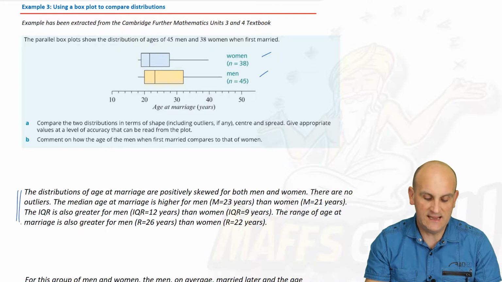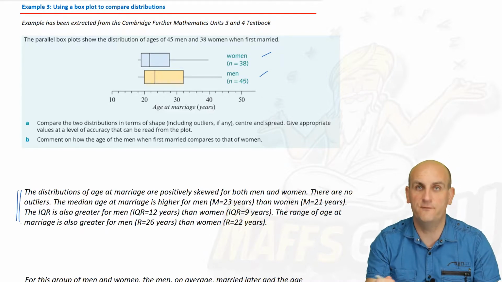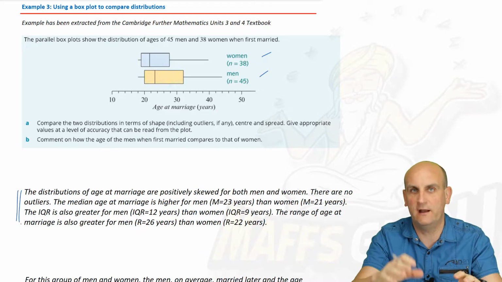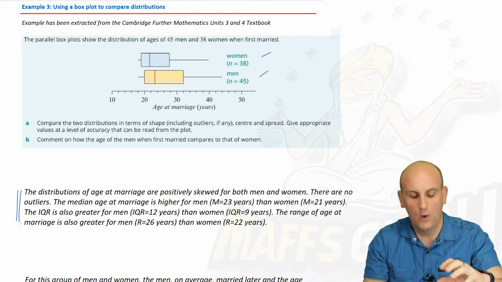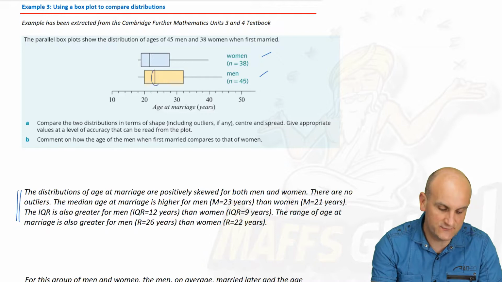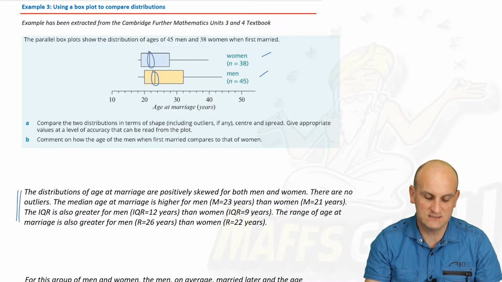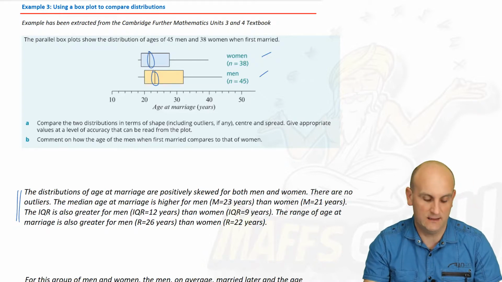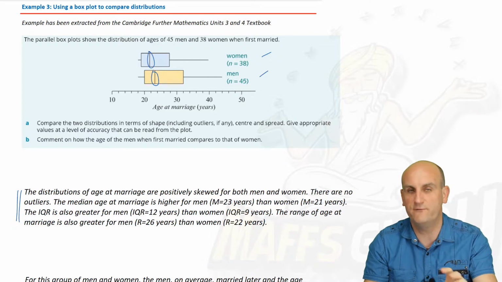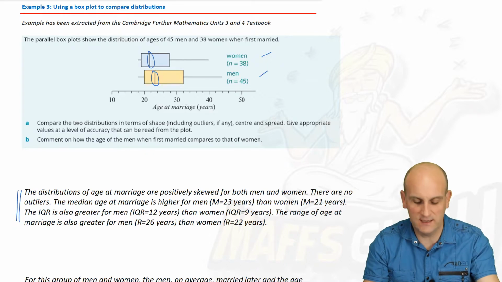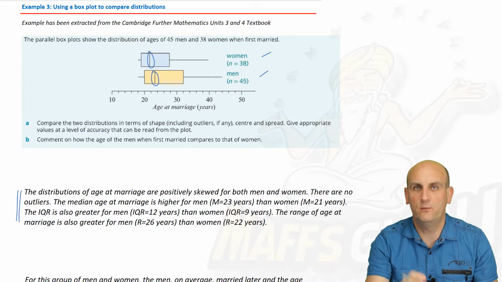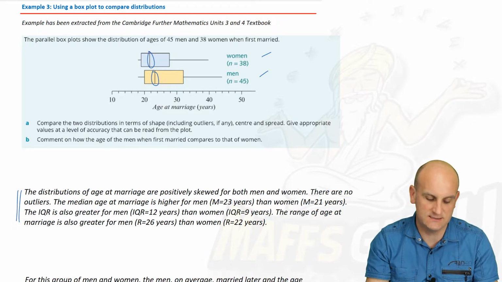The median age at marriage is higher for men. So we're now comparing. We're going, okay, let's look at the center. What do we notice about the center? The center for the men is higher than the center for the women. And we've stated that. The median age at marriage is higher for men, and we've stated what it is, 23 years, than women, 21 years. So I'm giving some physical data about my center.